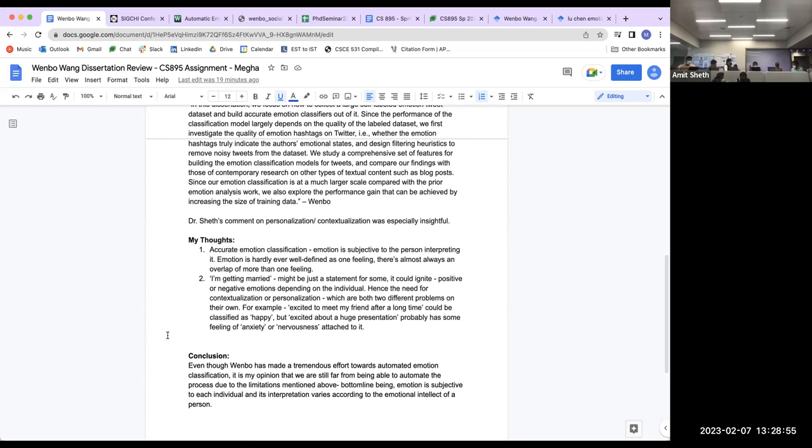So the example that I gave, right? I'm getting married, period. No hashtag, nothing. Now, if it is coming from a girl who has been obsessed with marriage since a young age, that would probably have a happy or positive emotion to it. But if it comes from a girl who is being forced into marriage, she would not be happy about it. So how do you classify that particular statement? You don't classify it, or you can't do it well.